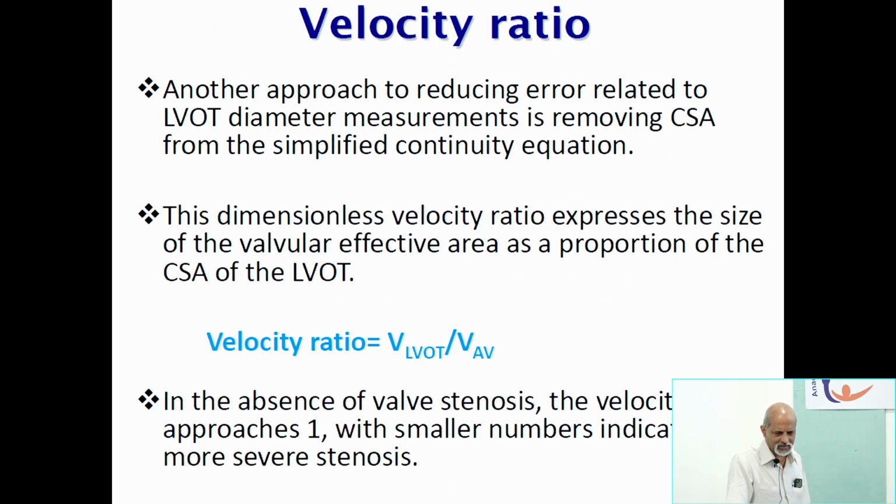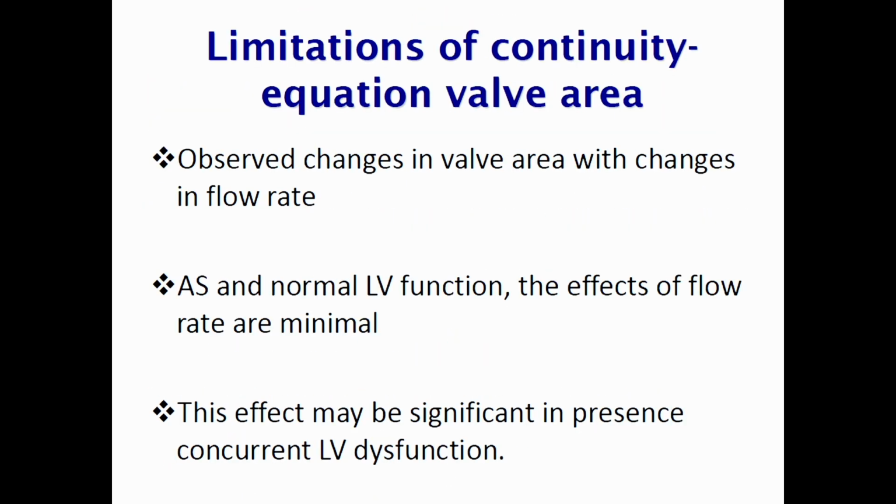So what are the limitations of this? The observed valve area changes with flow rate, because if the flow rate is low, the distension of the dynamic parts, say the LVOT, will not be more, so it can change. In AS with normal LV function, the effects of flow rates are minimal, but in AS with low LV function, the flow rates affect the measurement, which is a limitation of this continuity equation.